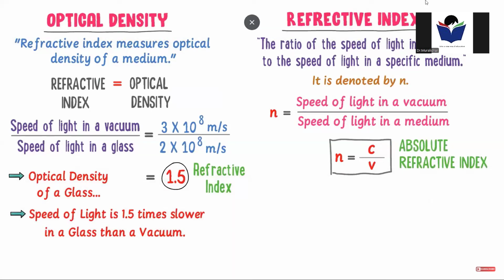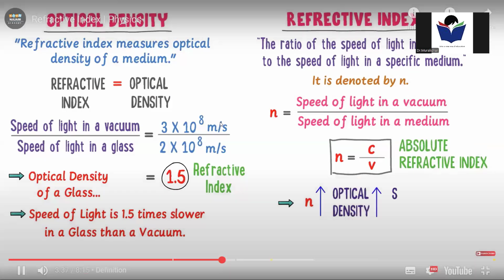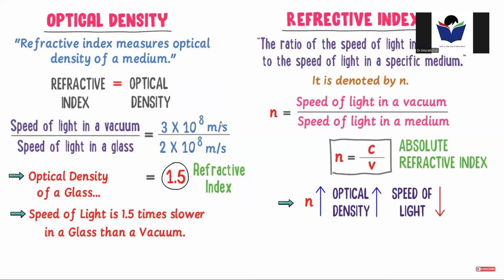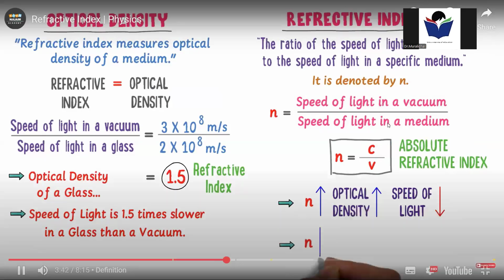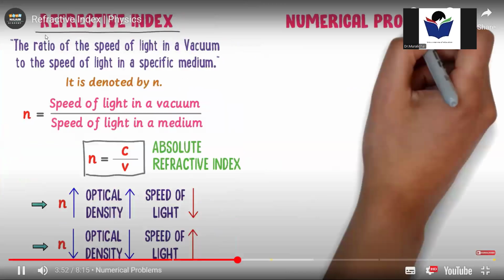Also note down that when refractive index n is greater, the medium is more optically dense and the speed of light in it will be slow. Secondly, when refractive index n is smaller, the medium is less optically dense and the speed of light in it will be high. Now let me teach you how we can solve numerical problems of refractive index.